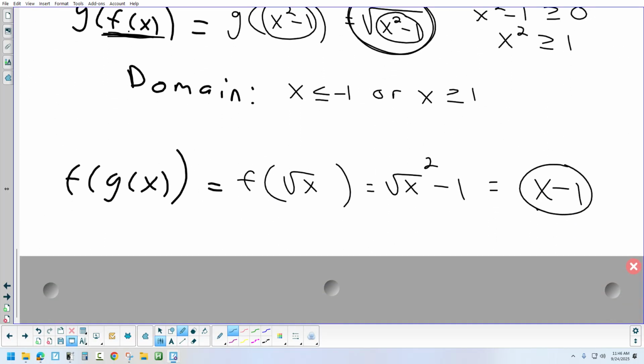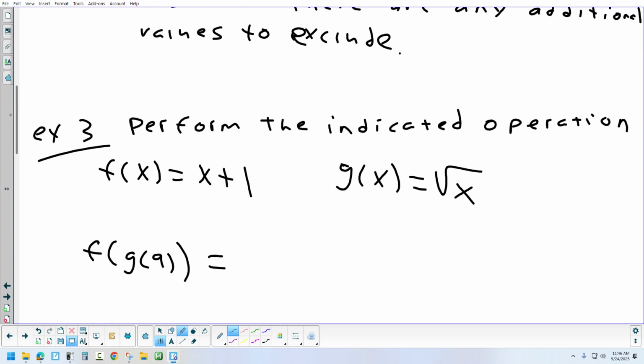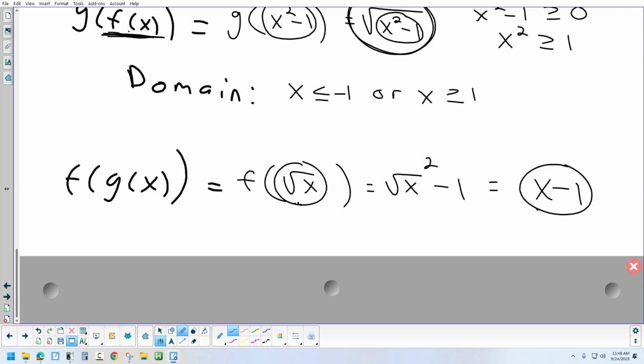What was our inside function here? Yeah. Square root of x. Square root of x. What's the domain of that inside function? What numbers are you allowed to use for x? Just right here. Yeah? x is greater than or equal to 0. Yes. So from step 1 of finding the domain, we have already filtered it down to everything greater than or equal to 0. So we're already limited to that.